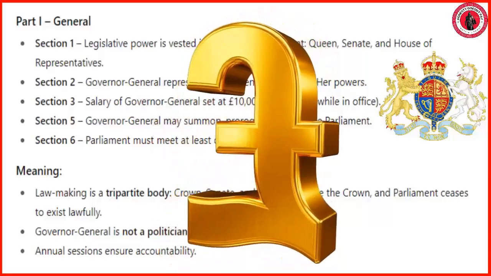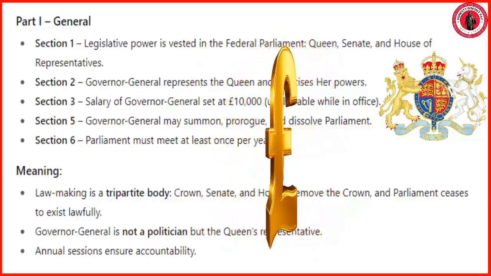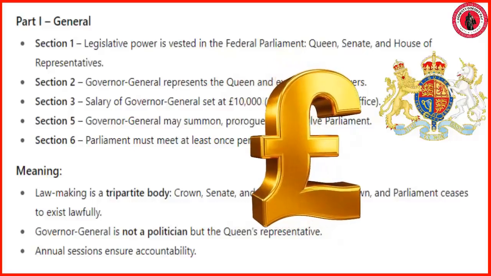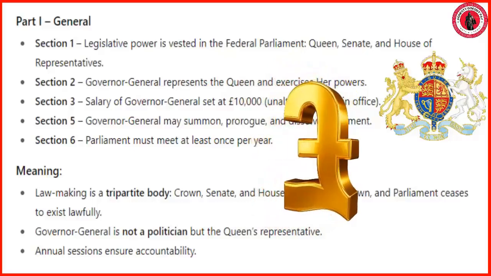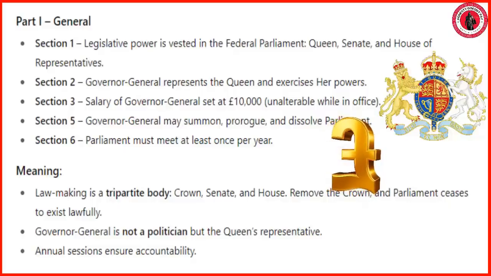Section 5. Governor-General may summon, prorogue and dissolve Parliament. Section 6. Parliament must meet at least once per year, meaning lawmaking is a tripartite body: Crown, Senate and House. Remove the Crown, and Parliament ceases to exist lawfully. Governor-General is not a politician, but the Queen's representative. Annual sessions ensure accountability.